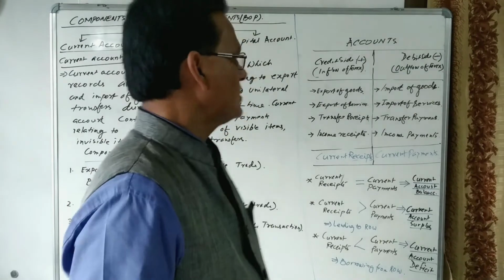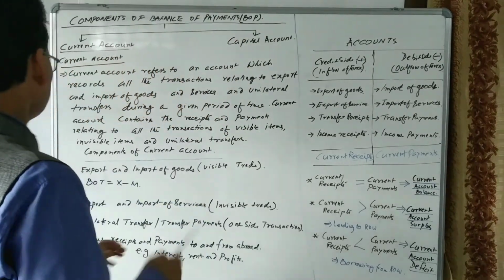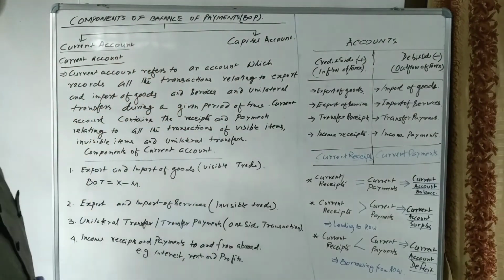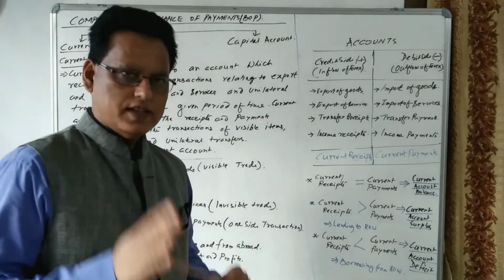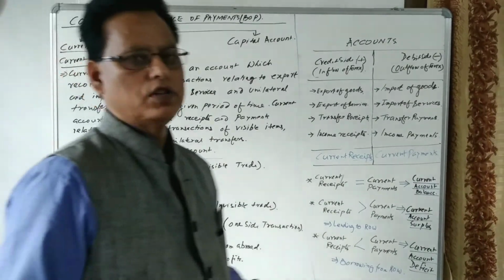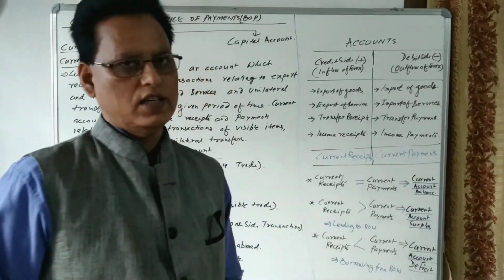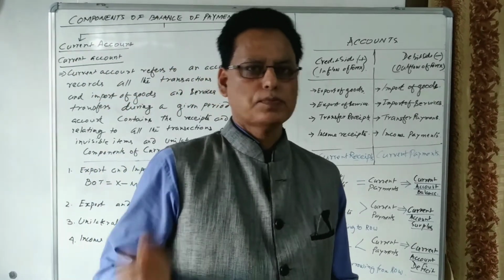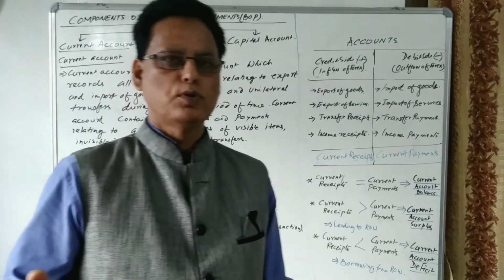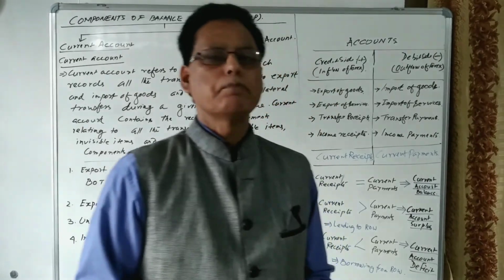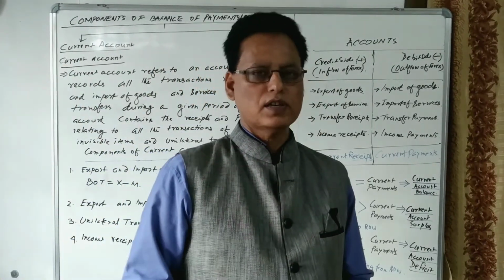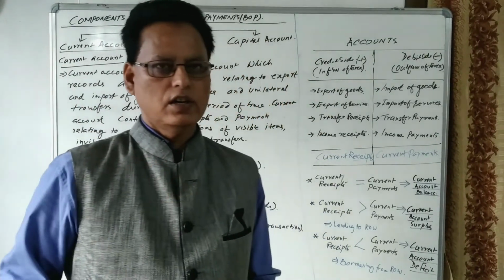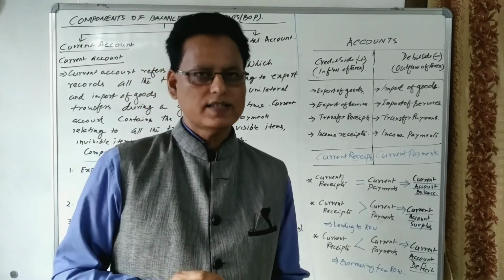I think this concept of the current account is clear to all of you. So let us see once again. The current account records all economic transactions of export and import of goods, export and import of services, and payments and receipts of transfers during a given period of time. I think the concept is clear.